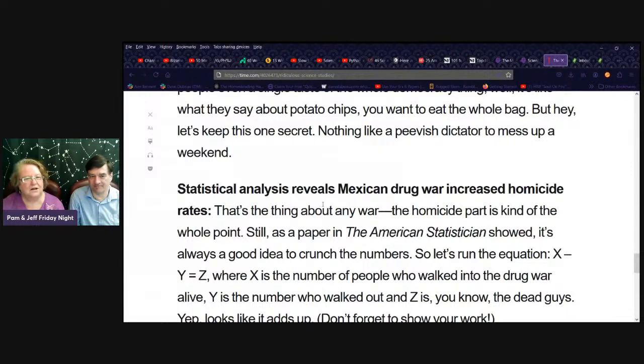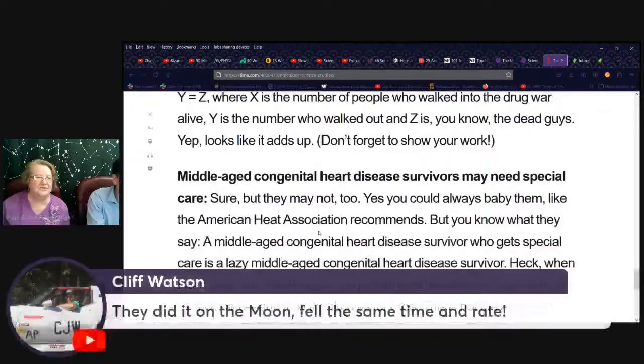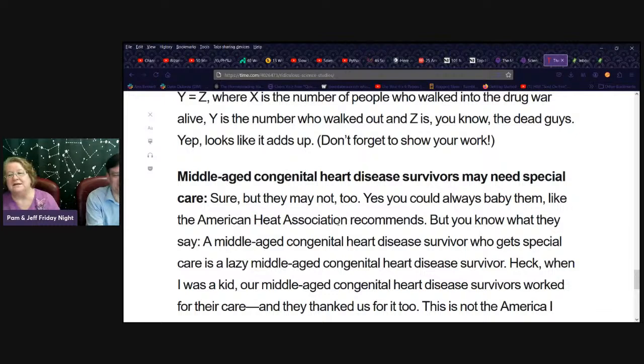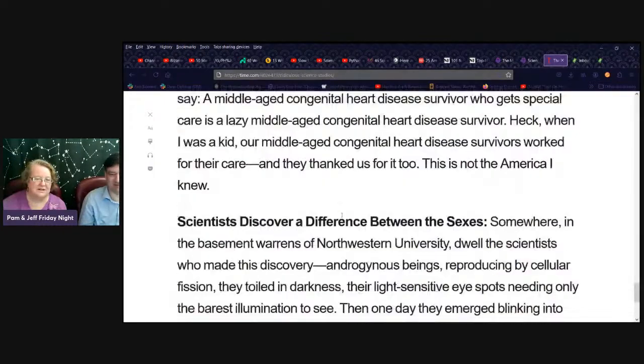Okay. Statistical analysis reveals Mexican drug war increased homicide rates. Yeah, we got to click. Well, the thing about war increasing killing seems natural enough. Okay, Cliff says they did it on the moon. I didn't know they did that. It fell at the same rate on the moon too. Yeah. Okay, so yeah, I think that was it.